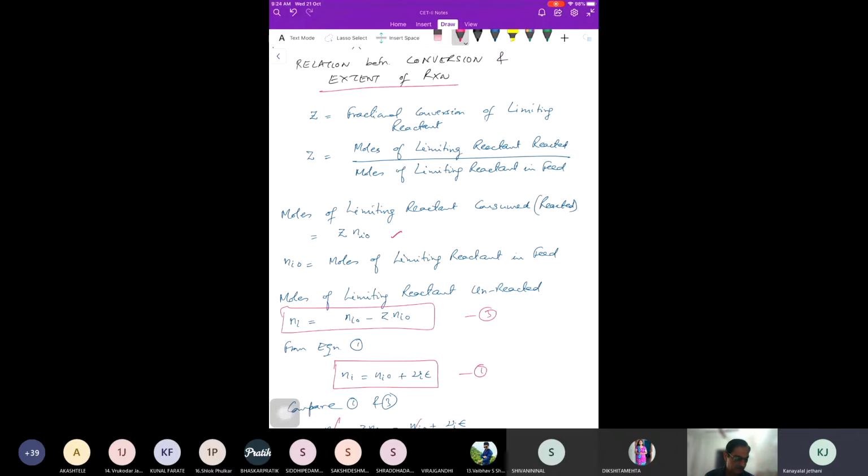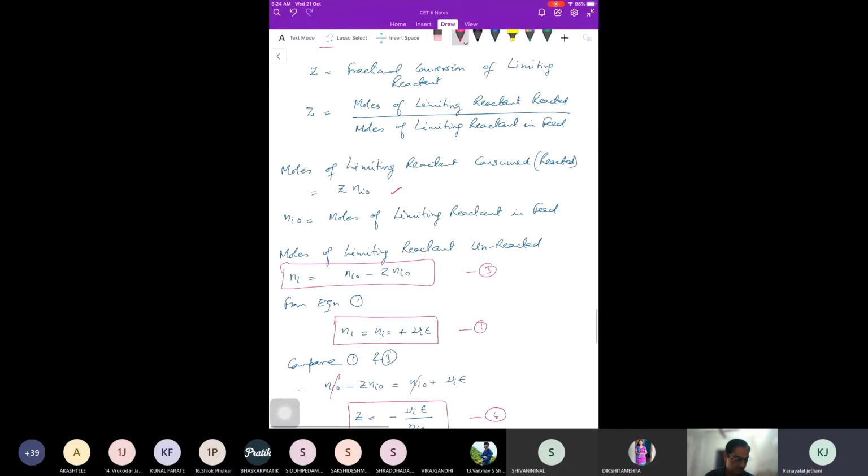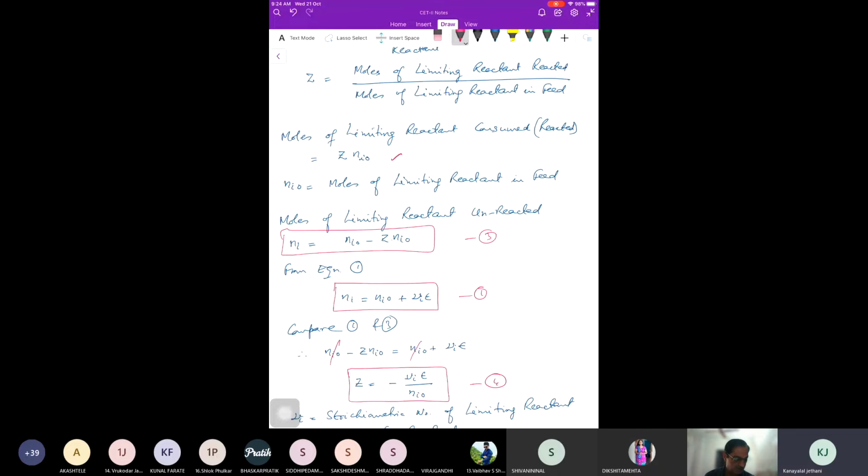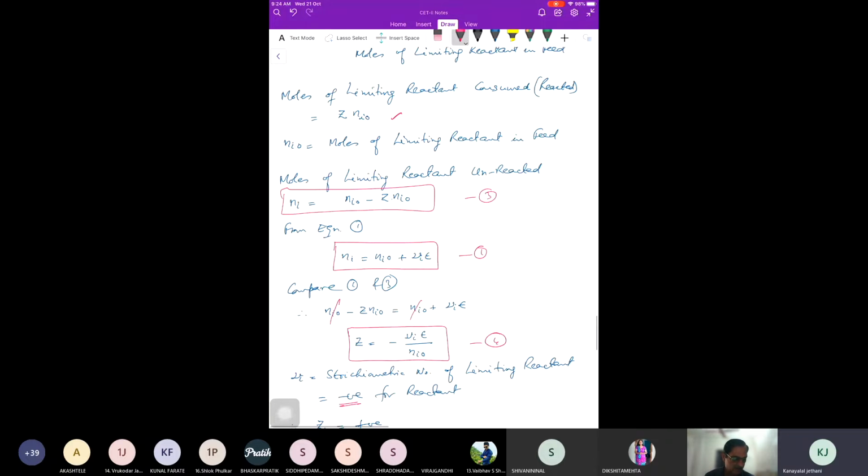Okay? And in equation 1 we have derived that Ni is equal to Ni0 plus nu I into epsilon. So if we compare these two equations, the left hand side is the same, so you can say Z into Ni0 is equal to Ni0 plus nu I into epsilon. Ni0 cancels out, and what we get is Z is equal to minus nu I epsilon upon Ni0. Any questions on equation 4?